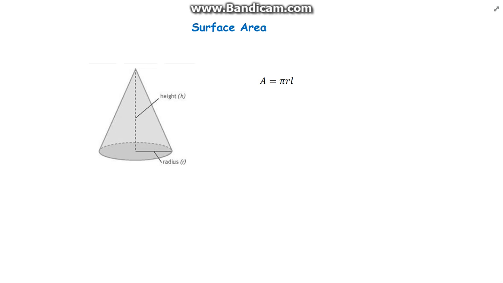Pi is self-explanatory, r obviously stands for radius, but now we have a thing called L, and if we look at our diagram over here, we actually have no L. But what L actually stands for is the length. Okay, and this here becomes our length.